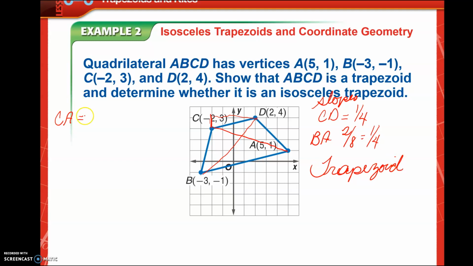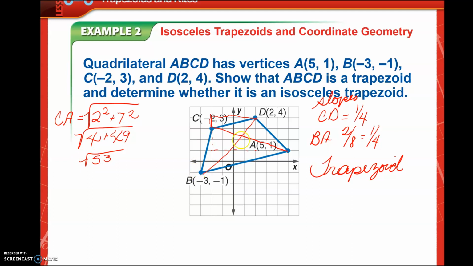So now we're going to look at what is the length of CA to see if it's isosceles. So this goes down 2 and over 1, 2, 3, 4, 5, 6, 7. So we've got 2 squared plus 7 squared. That square root is what the length of CA is using Pythagorean theorem. So 4 plus 49 equals the square root of 53.